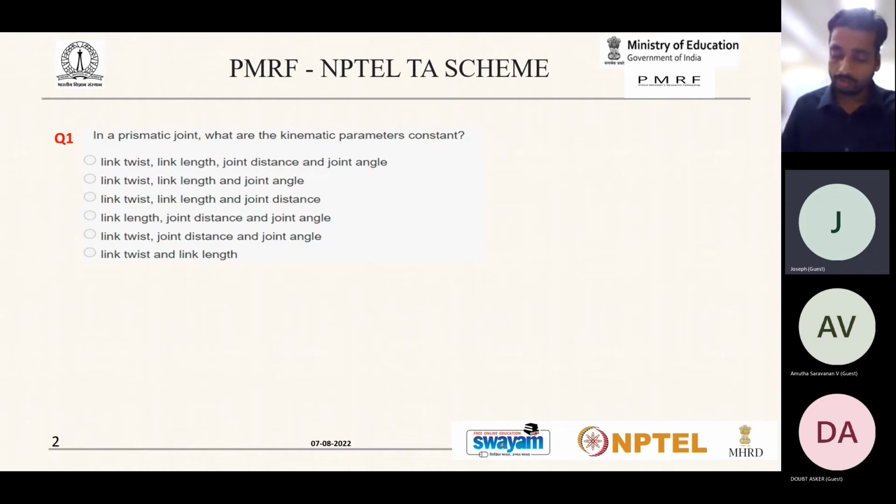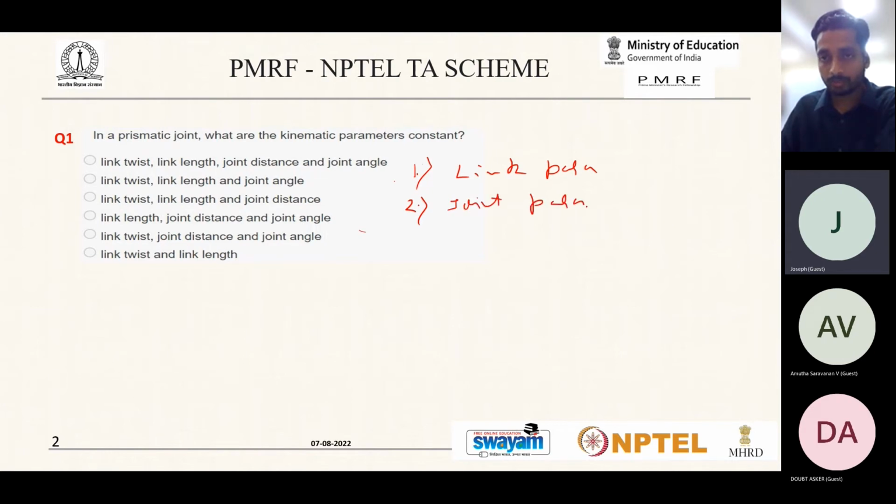So the first question which we'll be looking at is: in a prismatic joint, what are the kinematic parameters constant? When we talk about DH parameters, there are two types of parameters we actually look into. One is link parameters, and the second one is joint parameters, right? So here we are talking about what are the kinematic parameters constant in a prismatic joint.